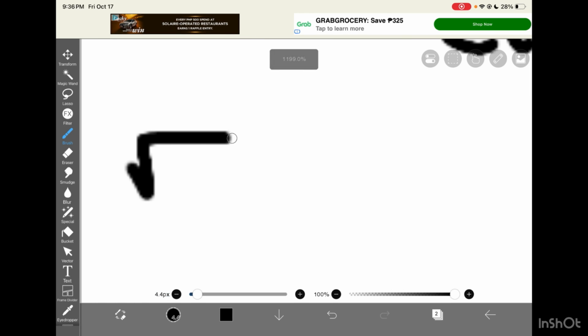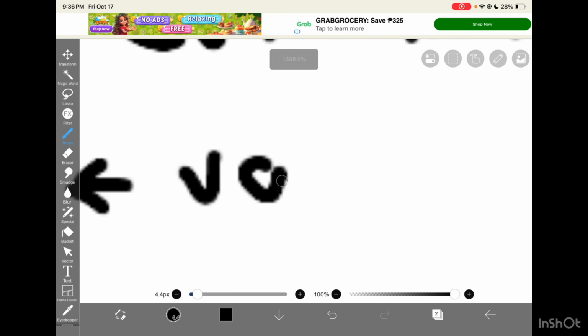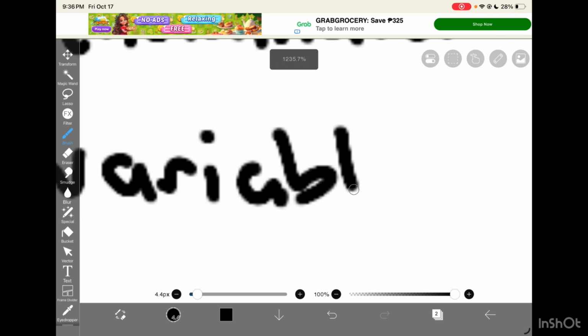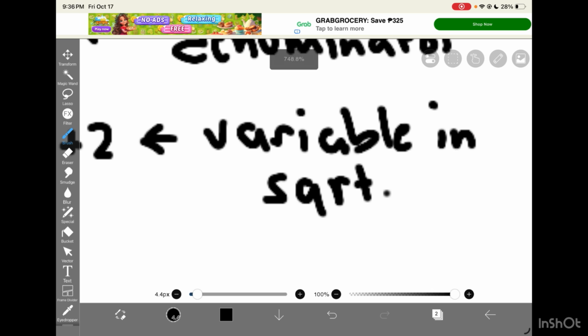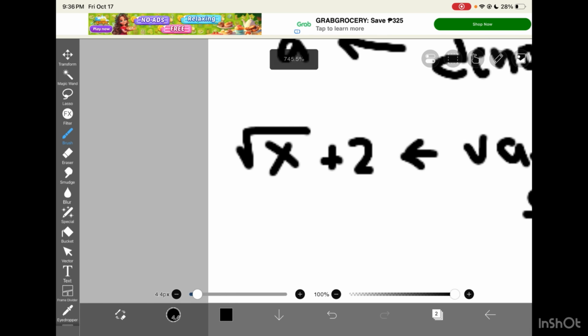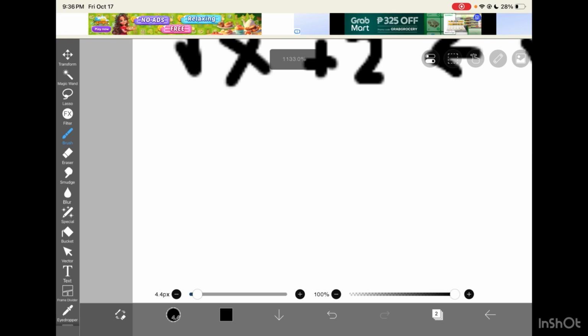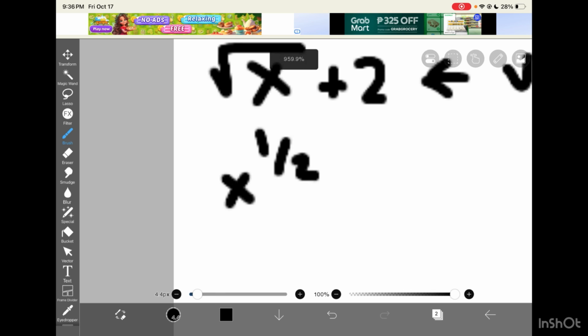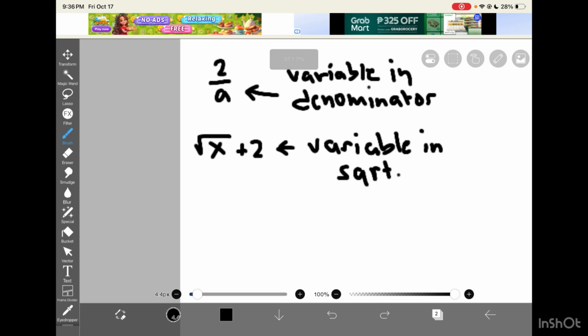Another thing to look out for is the square root of x plus 2, a variable in a square root. Since this is a square root, it can actually be written as x raised to 1/2. Once again, as you can see, it's not an integer exponent, so that breaks the rule. Other than that, just look out for that.